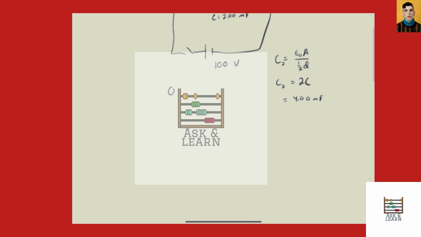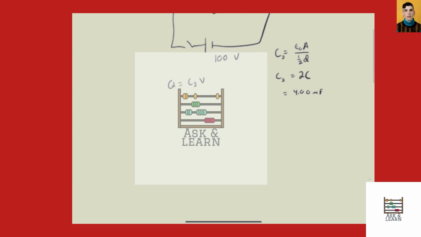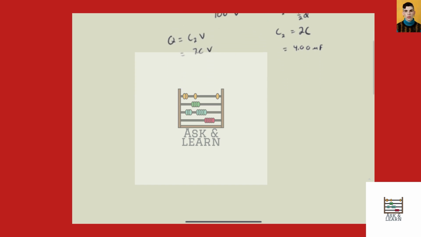So the charge on the plates is the new capacitance times the voltage, which is 2C times V, and that's 4 times 10 to the minus 6 farads, which is 4 microfarads, times 100 volts. That gives us 400 times 10 to the minus 6 coulombs, which is 4 times 10 to the minus 4 coulombs.